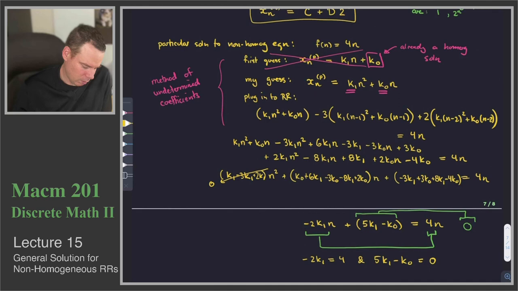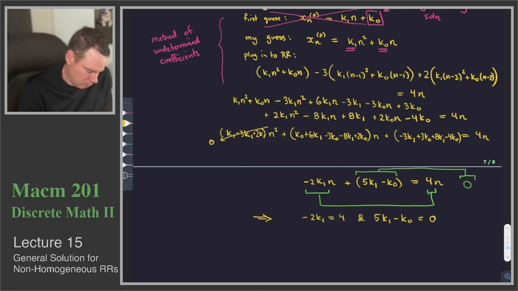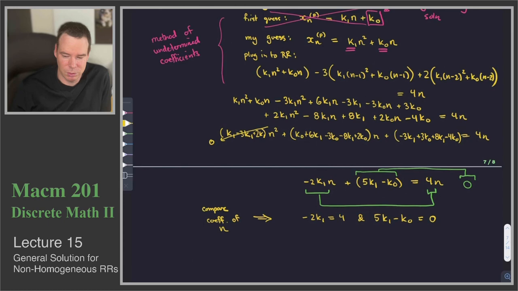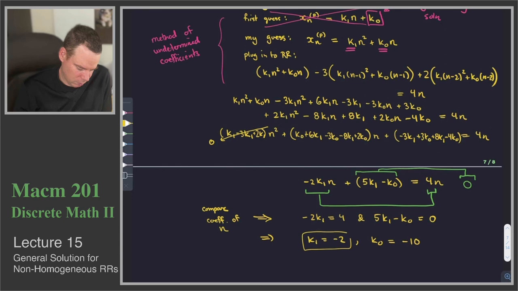And so maybe I'll just indicate that. What is it we've done here? We've done that: these are equal as polynomials, so compare coefficients of n. They're equal as polynomials, so they're equal for all n. They are polynomials, they're equal for all values of n, so they have to be the same polynomial, so we compare their coefficients. And that means that k1 is equal to negative 2, and k0 is equal to 5 times k1, or negative 10. And so we have found our coefficients.